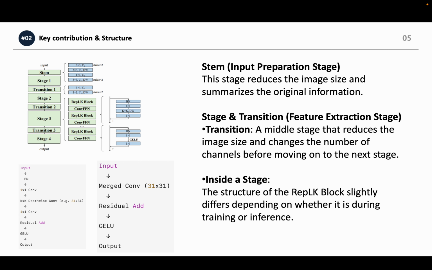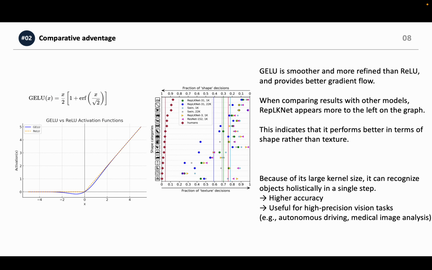The image shows the overall structure of RepLKNet and the internal design of the RepLK block. Again, the training and inference structures differ slightly. This model used the GELU activation function instead of ReLU, and very large kernels to capture the entire object at once. On the left is the graph of the GELU function.